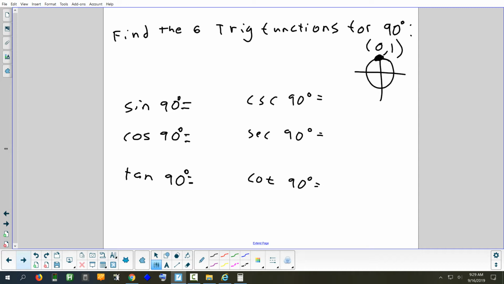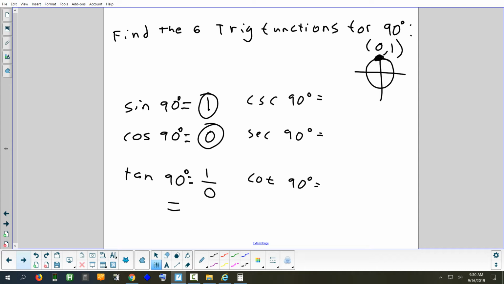Right, so Pat, could you tell me my sine of 90 degrees? 1. Yep, it's 1. And Yoshira, my cosine? 0. Right, now let's set this up first, and then we'll see if we get it right. Tangent is y over x. So Alyssa, what would be my fraction right here? 0 over 1. No, that's x over y. 1 over 0.